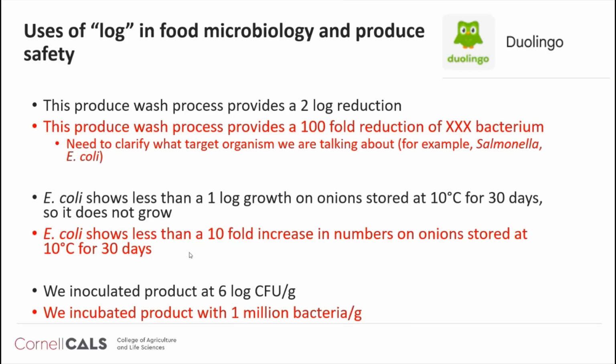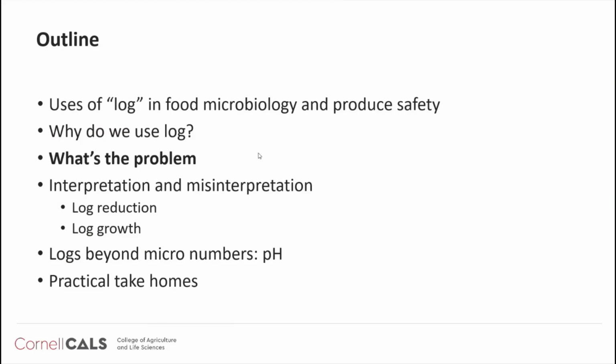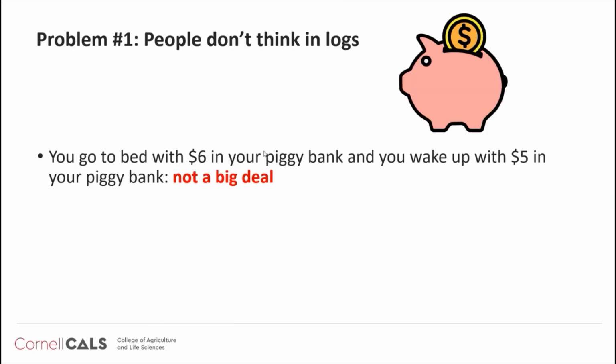So what's the problem with log? Why do we even have to talk about it? I'm going to give you some different problems and challenges. Problem number one, which you already alluded to a little bit, is that people don't think in terms of logs. Think about money. It's always a comparison. It's numbers, just like bacterial numbers. If you were a little kid going to bed at night with $6 in your piggy bank, and you wake up and you have $5, you're probably not going to lose a lot of sleep the next night over that. It's a change, but a relatively small change. And so we're used to it. Change from 6 to 5, not a big deal.